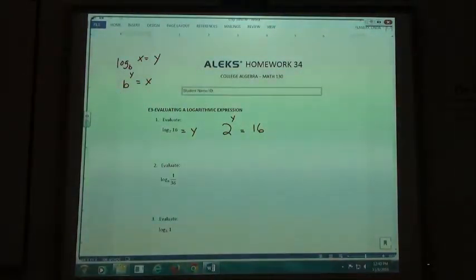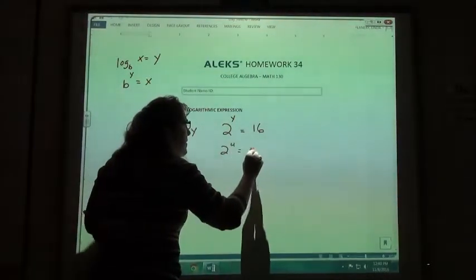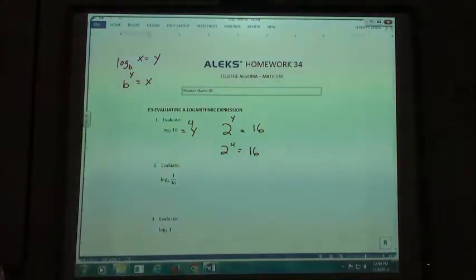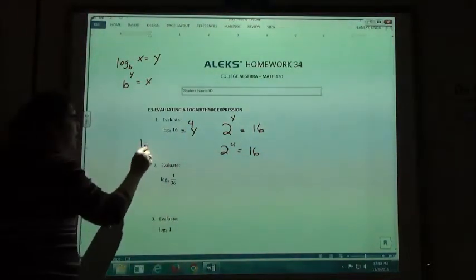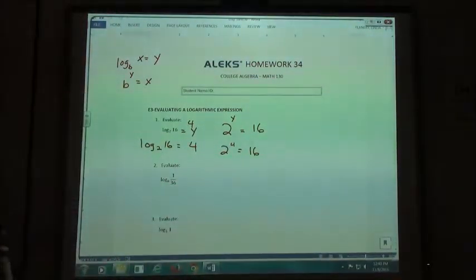Now you just basically have to use your brain and figure out 2 to what power is 16. Well, 2 times 2 is 4, 4 times 2 is 8, 8 times 2 is 16, so 2 to the 4th power is 16, right? That means that I should have a 4 in there for my answer. I think they're going to have something like log base 2 of 16 equals, and you type in 4.